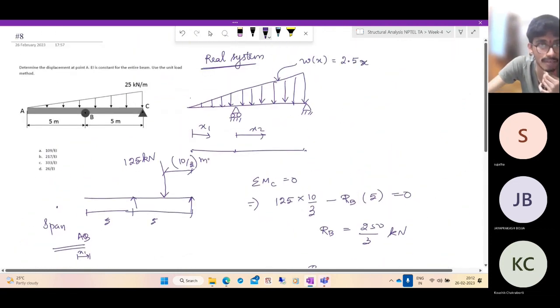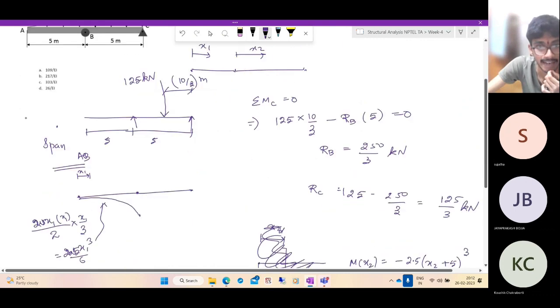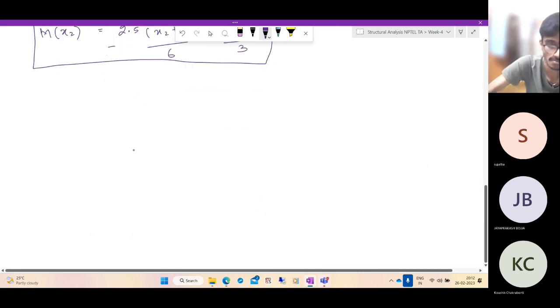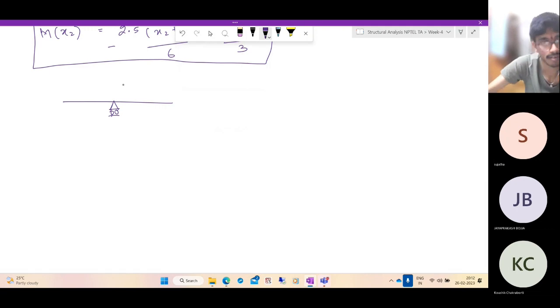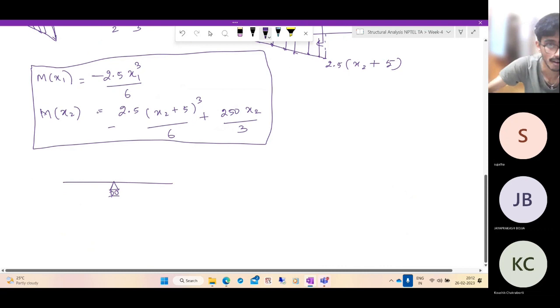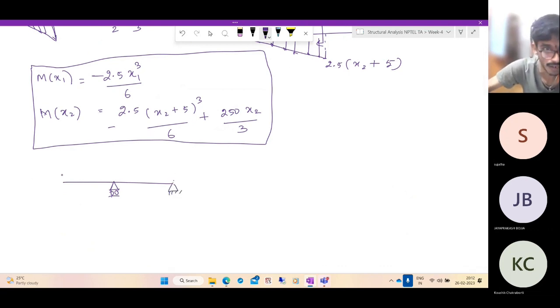Now let us find out the virtual bending moment. What are they asking? They're asking the displacement of point A. So what we need to do is apply a unit force. This is an intermediate support. Let us apply a unit load of 1 kilonewton. What are the reactions? Very simple.